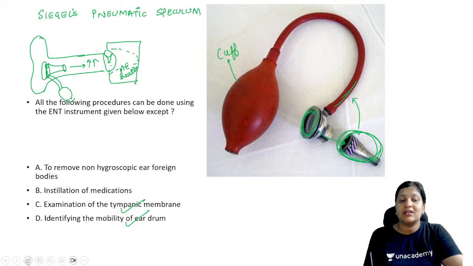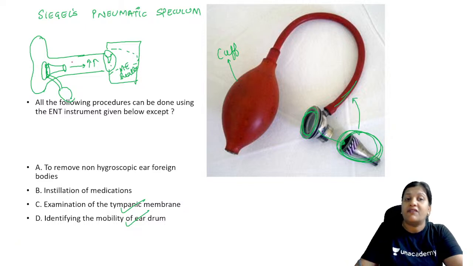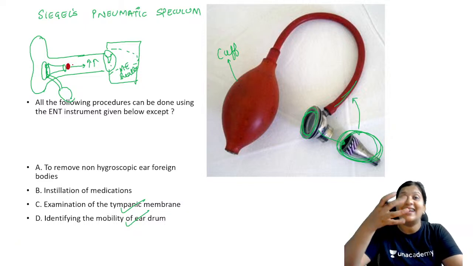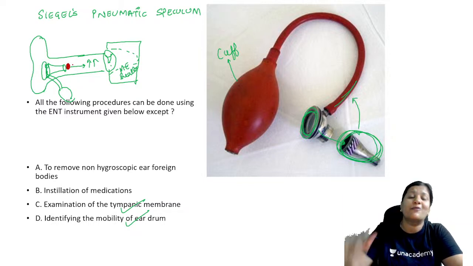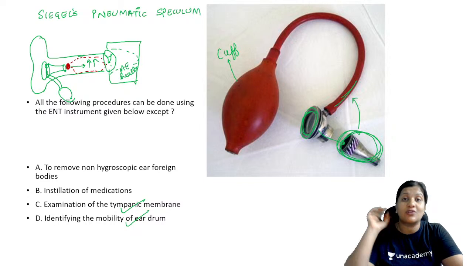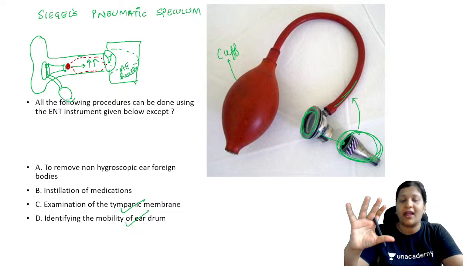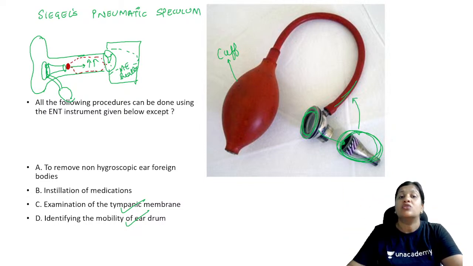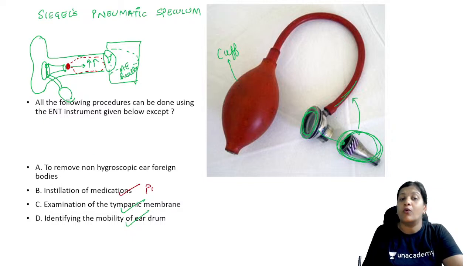The next reason why we do Siegelization is for instillation of drugs. If I put a powdered medication in the outer part of the ear and I inflate the cuff, that pressure will push the medication, and it will get dispersed into the external auditory canal and the tympanic membrane because of the air puff that comes in. So for administering powdered medication, we can do this.